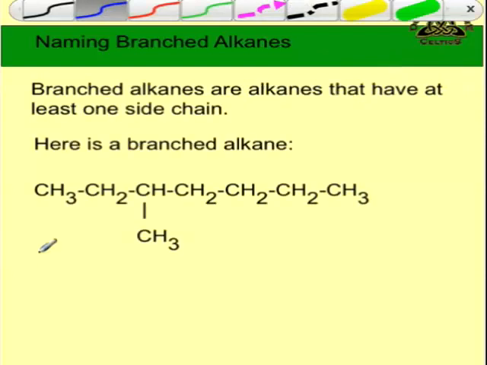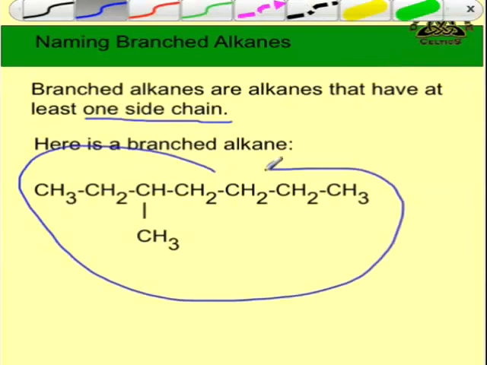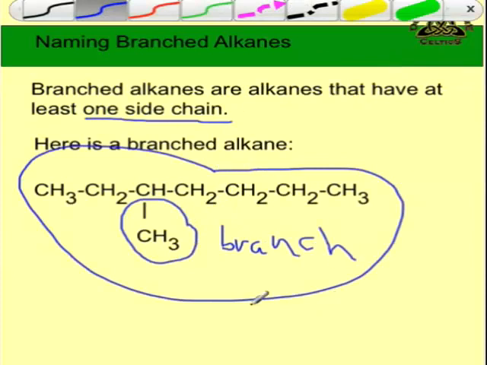Branched alkanes are different from the alkanes you've already seen in that they have a side chain. If you look at this alkane here, it differs from the previous alkanes that you've seen in that it has this branch. This is the branch of our alkane.